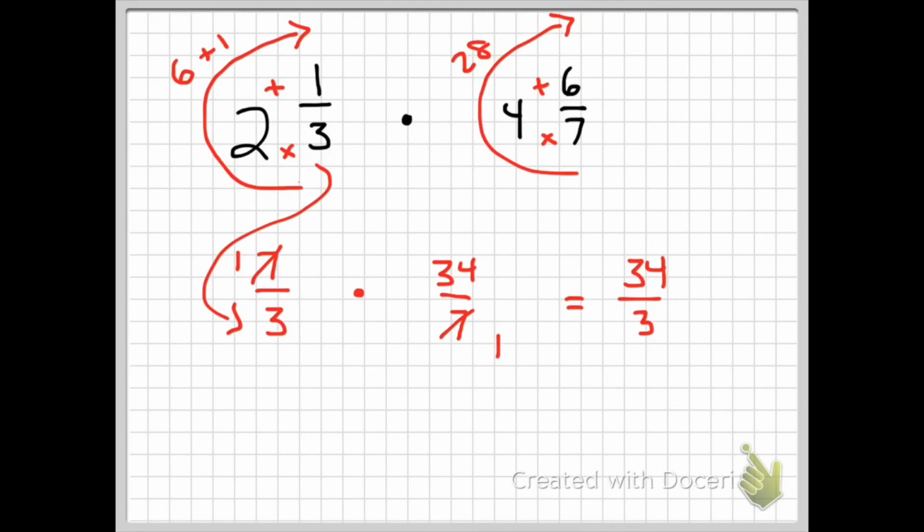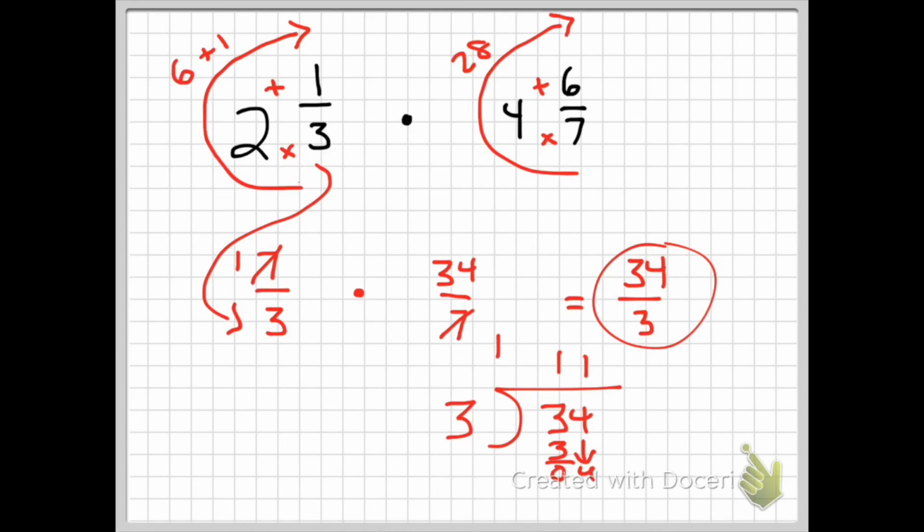And I will say this, most of the time when you're multiplying by mixed numbers, you end up with an improper fraction at the end, which kind of stinks. But it's just one extra step. 3 goes into 34. Remember, we always divide the bottom into the top. It goes in 11 times. Since we're dealing with fractions, we're not going to write this as a remainder, but whatever's left over goes over top of your original divisor. So 11 1/3 would be your final answer.